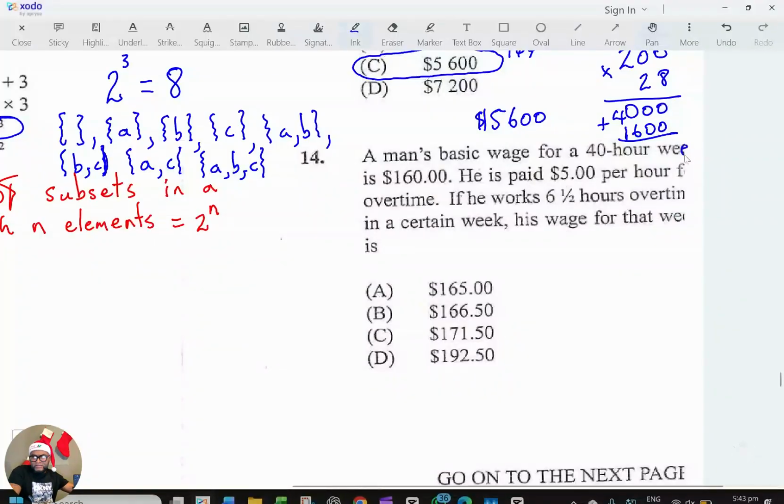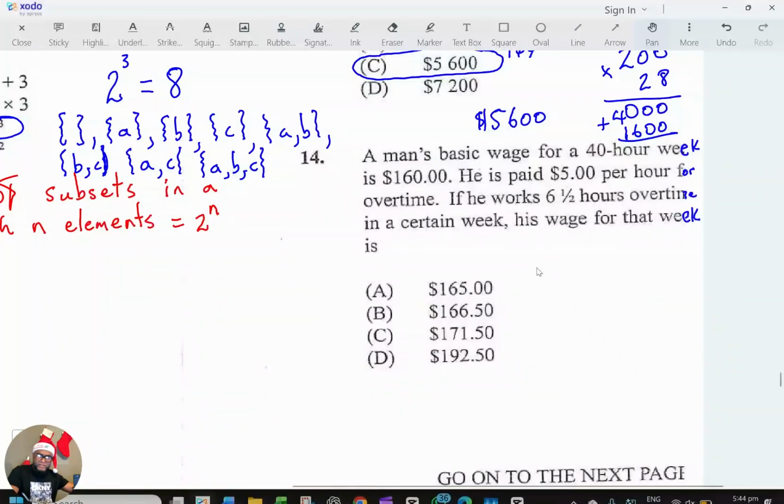Something's missing on the end here. This is supposed to be week 4 overtime. For that week. Right, so let me read. A man's basic wage for a 40-hour week is $160. He is paid $5 per hour for overtime. If he works 6.5 hours overtime in a certain week, his wage for that week is, so we have to find out the overtime, right?